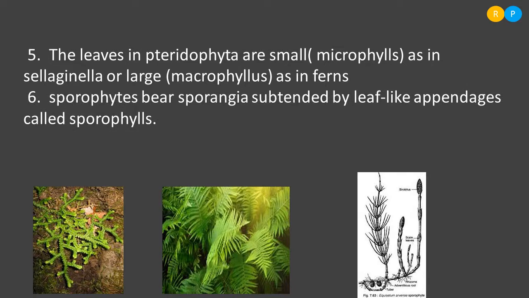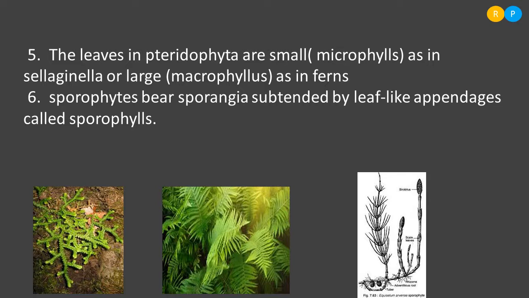And the sporophytes bear sporangia suspended by leaf-like appendages called sporophylls. So if you see the plant, we call it a sporophyte. Why do we call it a sporophyte? Yes. The plant is meant for the formation of spores. Clear, right? So for the spore formation, the plant needs to have a specialized organ. For the formation of spores, some of the leaves get differentiated. So those leaves are named as sporophylls.